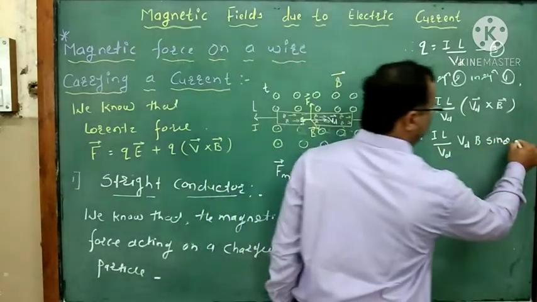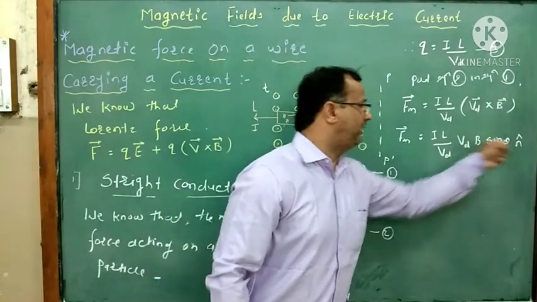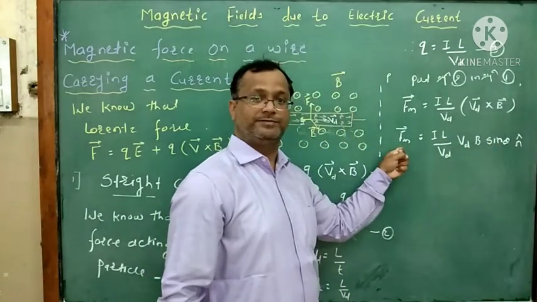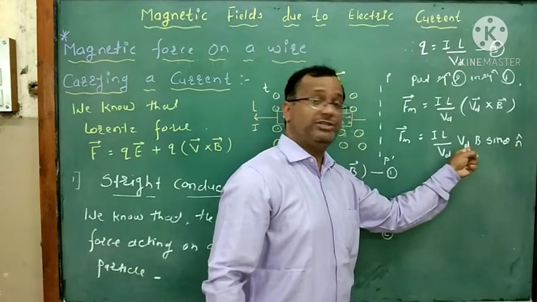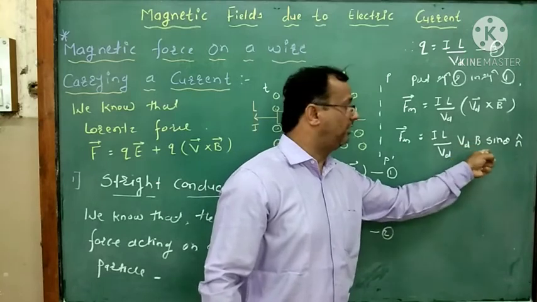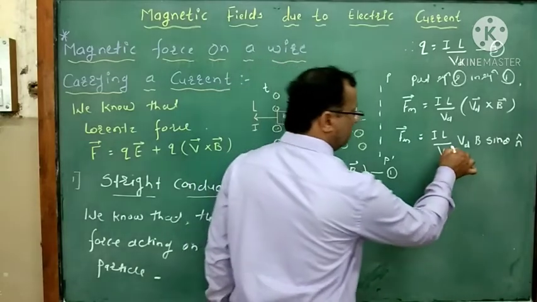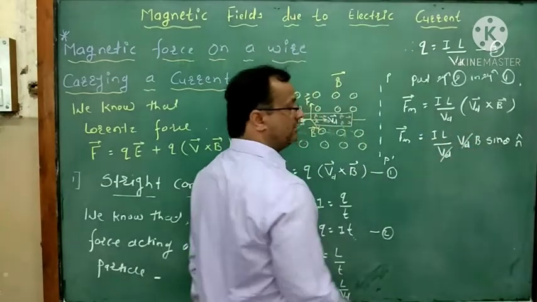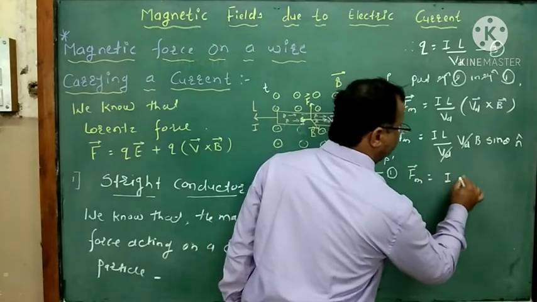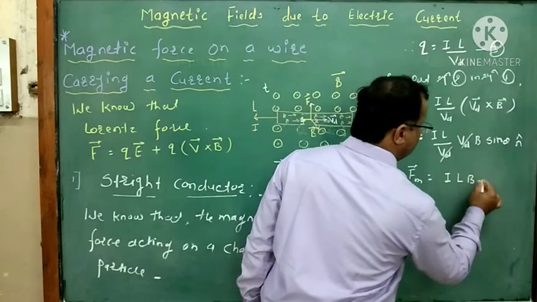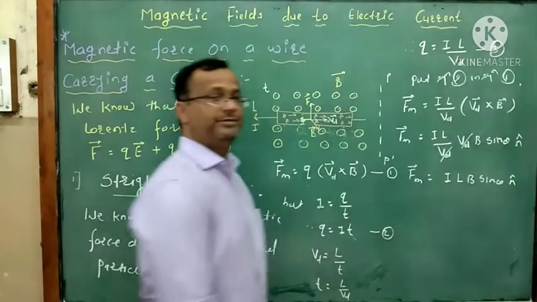the unit vector. Suppose the unit vector is n. The direction of this unit vector is along the force. It means that it is perpendicular to the plane in which the velocity of the charged particle and the magnetic field are present. So here this Vd gets cancelled. So Fm is equal to I as it is, L as it is, B as it is, and sin theta into n cap.